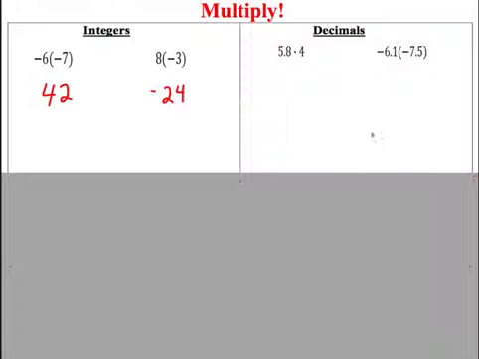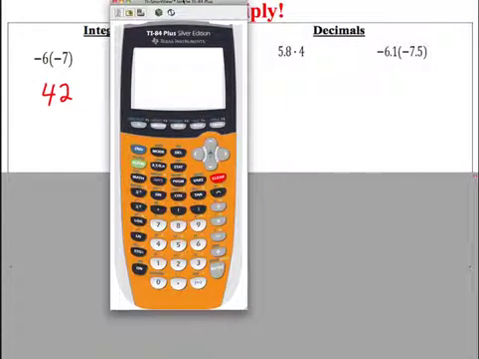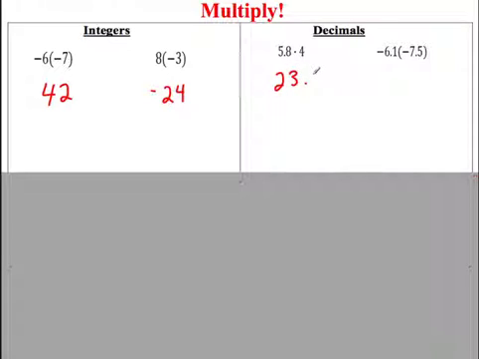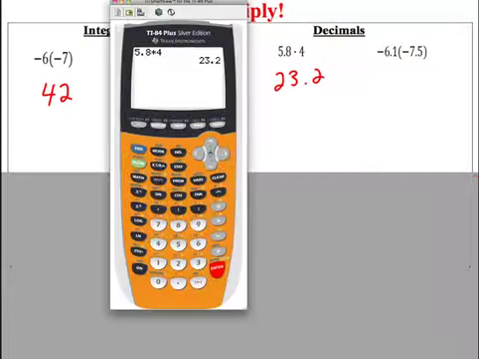Let's take a look at decimals. I'm going to use the calculator for decimals. You can multiply them and move the decimal over, but usually, to speed things up, I just type it in the calculator. 5.8 times 4 is 23.2. Make sure you're good with your negatives as well. We're going to say negative 6.1, and you can use the parentheses, or in this case, just the times button. It shows up as this little star here. Times negative 7.5 is 45.75.